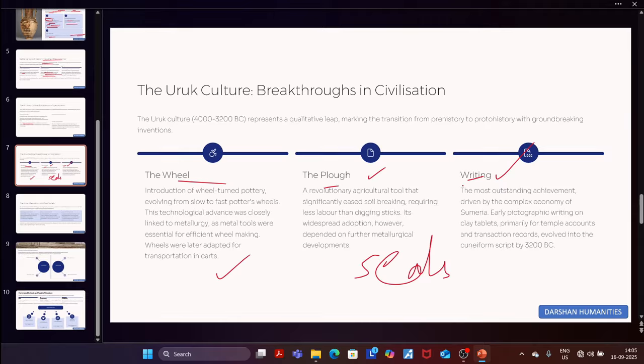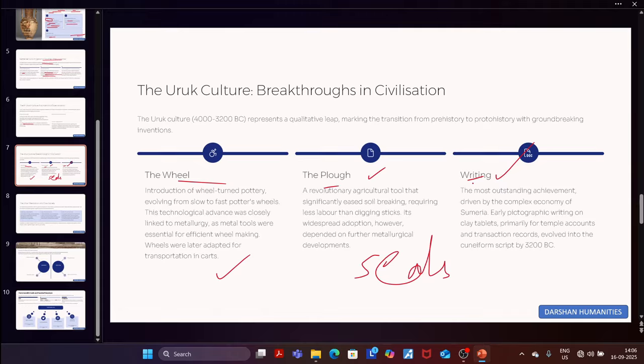The invention of writing: by around 3500 BC, Sumeria's economy, particularly temple-led transactions, became too complex for oral record keeping. So this necessitated the development of writing. Early records were clay tablets with crude pictures, pictograms, representing temple accounts and ration lists. Then came into being the cuneiform script.